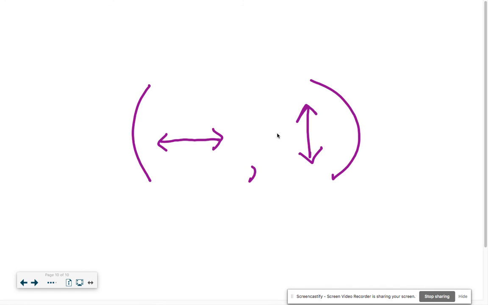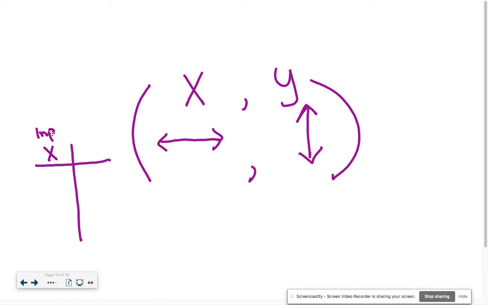Rewatch the video, practice, but the big key thing that you need to remember is the first one always goes over on the horizontal line, and the second one always goes up or down on the vertical line. Again, this is our X, this is our Y. And the reason they're X and Y is we've talked about input-output tables, where you had an X on the input and you had the Y for the output.